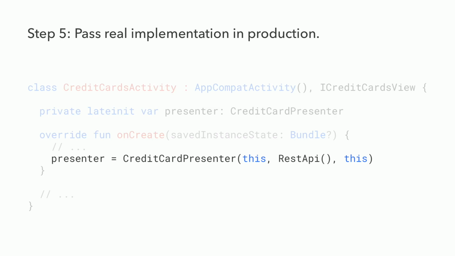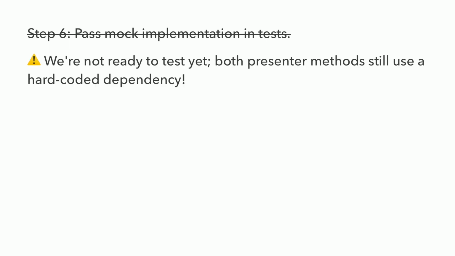So in production now, when we create the presenter, we have to make sure that we give it the real REST API so that in production we still make real network calls and get credit cards back. And this is step 6, where we would say, okay, now I can pass mock implementations in tests and I can do testing. We have to be a little bit careful here. We can't do this yet because of the other dependency that we haven't dealt with yet. So this is a little bit all or nothing. If you're thinking about refactoring a single presenter to use dependency injection for testing, you might have to do several dependencies before you can start writing any tests.